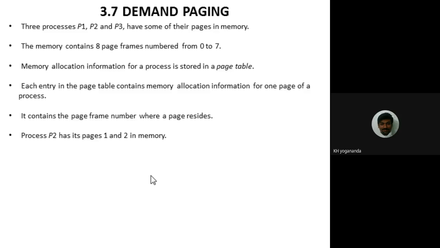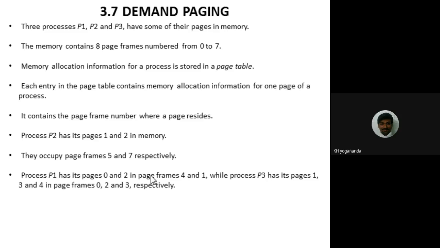We defined that a page frame is nothing but a number where a page resides. Process P2 has its pages 1 and 2 in the memory, and they occupy page frames 5 and 7. This we already looked at in the figure, and the same thing we are detailing in words in a sentence. Process P1 pages 0 and 2 are occupied by page frames 4 and 1, while process P3 pages 1, 3 and 4 are occupied by page frames 0, 2 and 3 respectively, and the free frame list contains page frame 6.